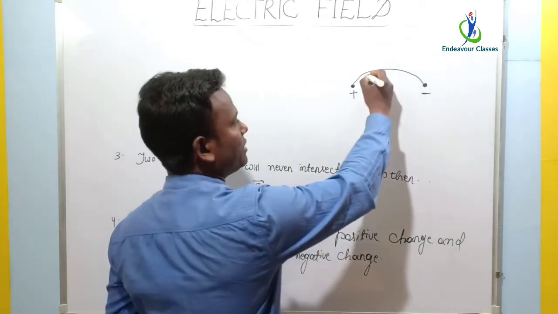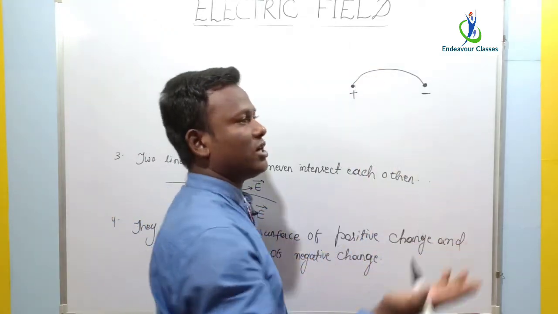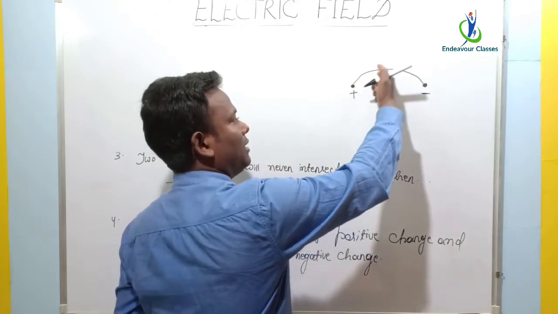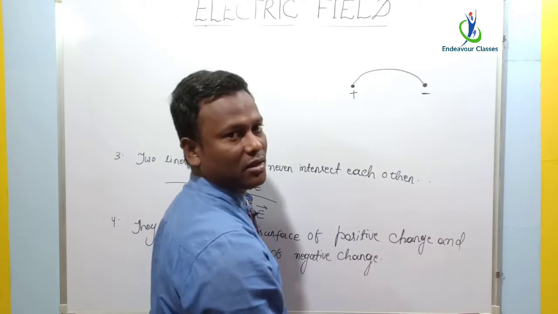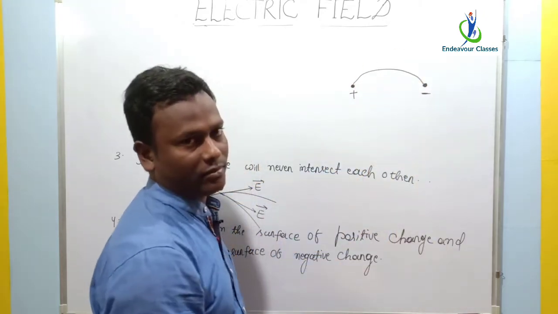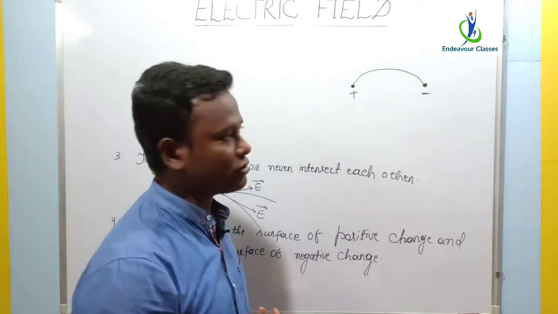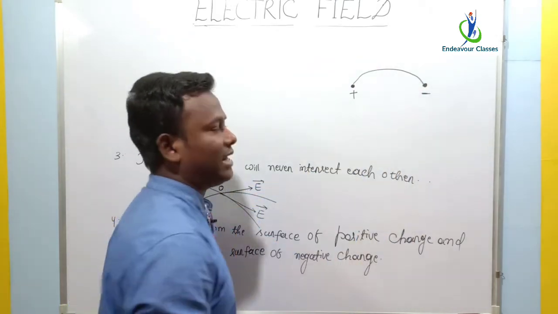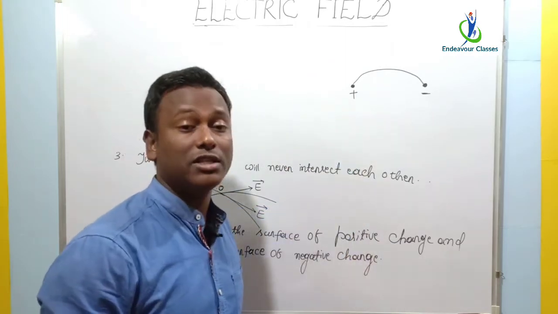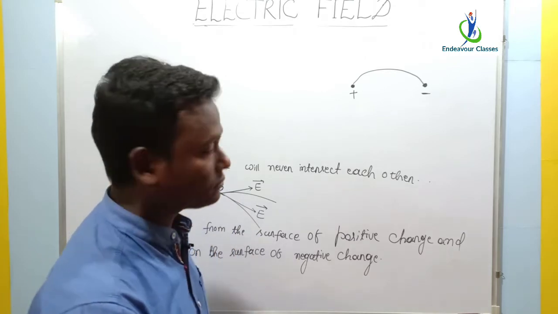So here if we release a unit positive charge or a test charge, then the test charge is positive, so that will be repelled by this positive charge and that will be attracted by the negative charge. So it will definitely move from the positive to negative charge, and that path will give us the lines of force. So in case of a positive and negative charge, the lines of force always start from the surface of a positive charge and end on the surface of a negative charge.